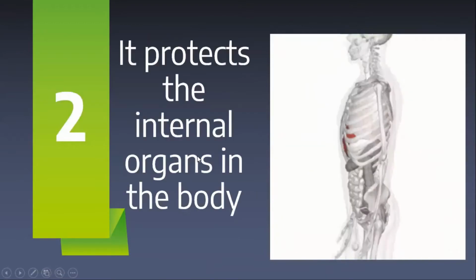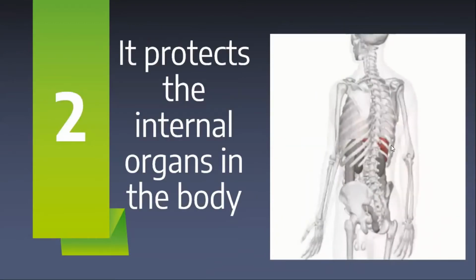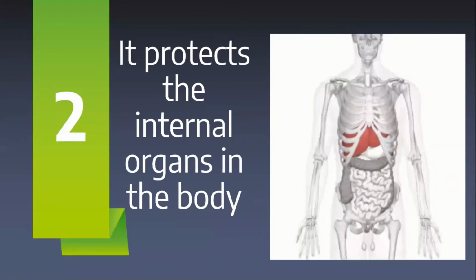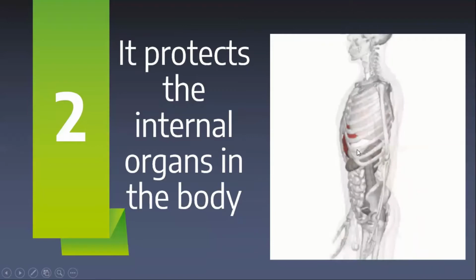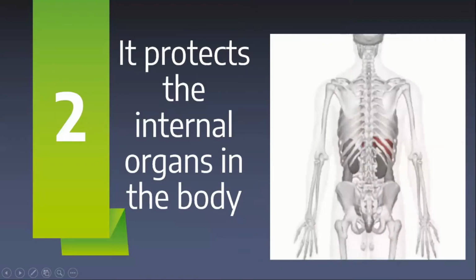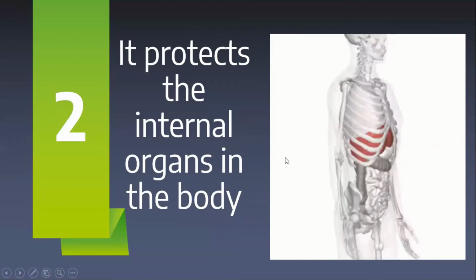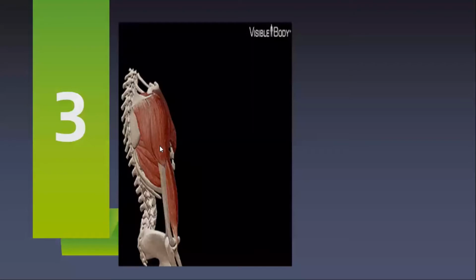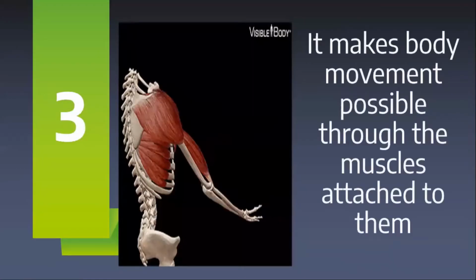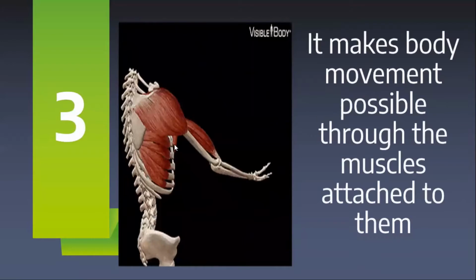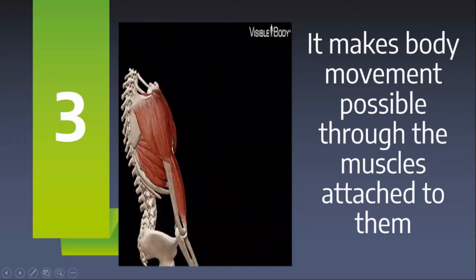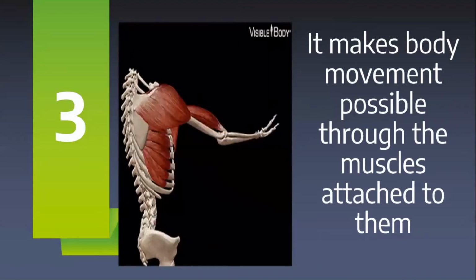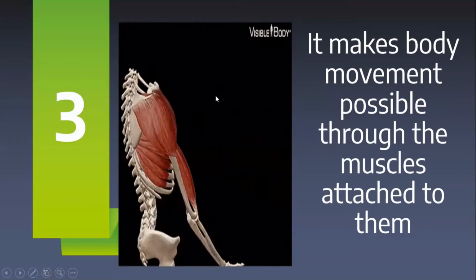Second one is that it protects the internal organs in the body. Here, as an example, is the rib cage. You'll see that inside it, it protects the lungs, the heart, and even the other internal or vital organs. Next, the third one, it makes body movement possible with the help of the muscle. So muscle is attached to the bone, and it makes the bone move by contracting and then expanding.